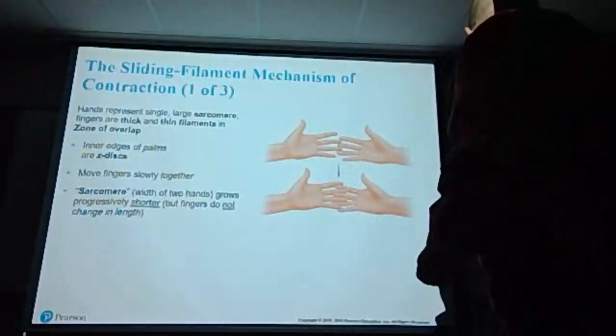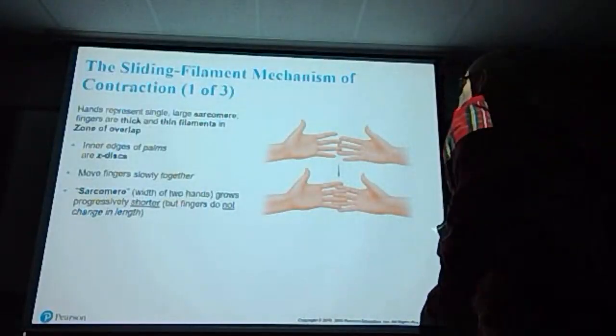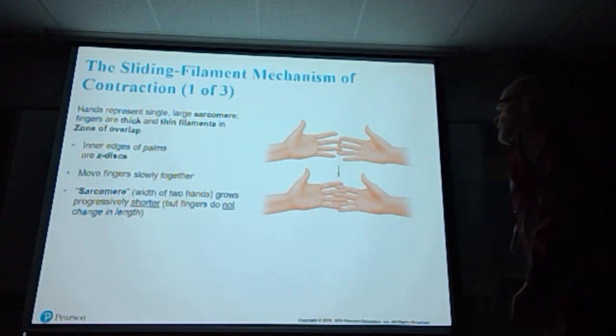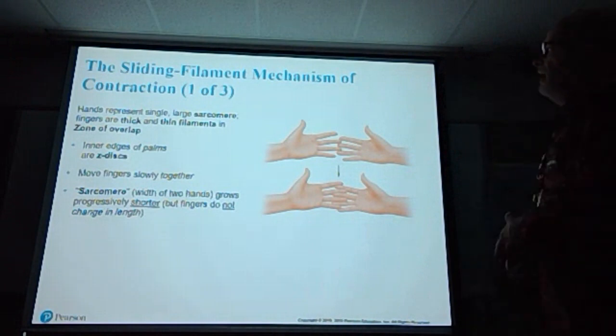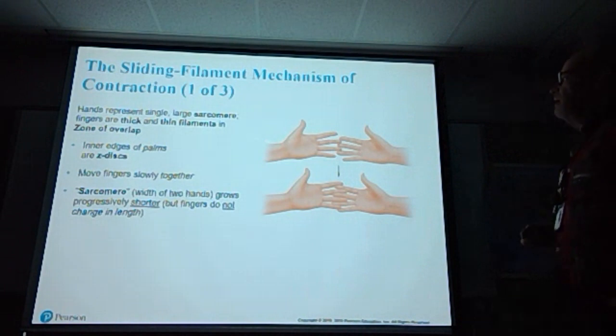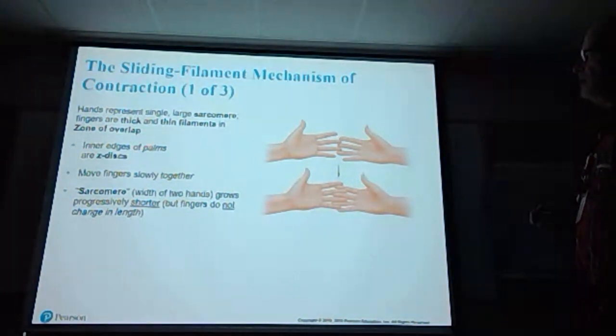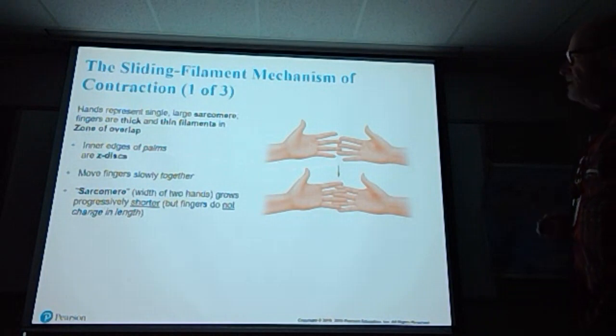All right, so let's pick back up with the sliding filament mechanism of contraction. This is what happens in a skeletal muscle. The hands represent a single large sarcomere. The fingers are thick and thin filaments in the zone of overlap. The inner edges of the palms, here, here, are the Z discs.